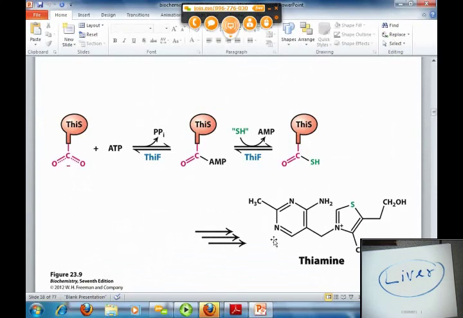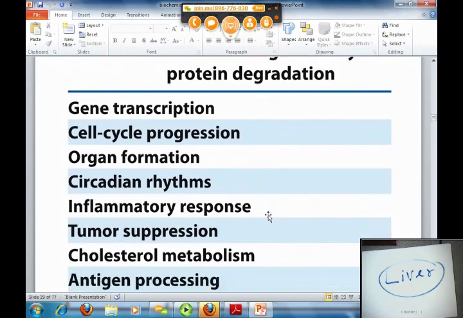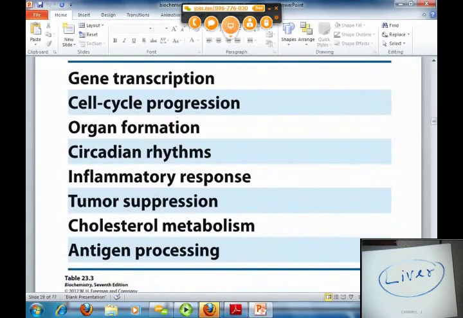So this is again the mechanism of how the amino acid is getting into thymine, the biosynthesis of nucleic acids. Processes regulated by protein degradation. What are the processes regulated by protein degradation? If the protein is degraded into amino acids, it can enter into gene transcription, cell cycle progression, organ formation, circadian rhythm, inflammatory response, tumor suppression, cholesterol metabolism, and antigen processing.